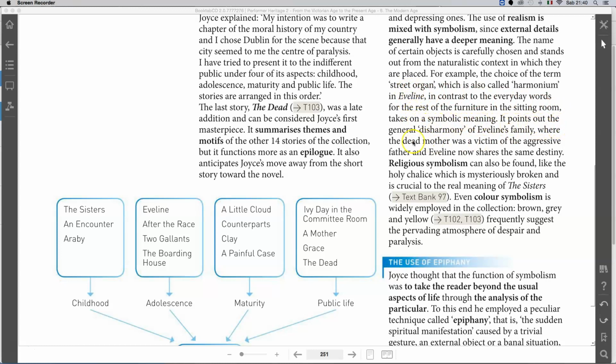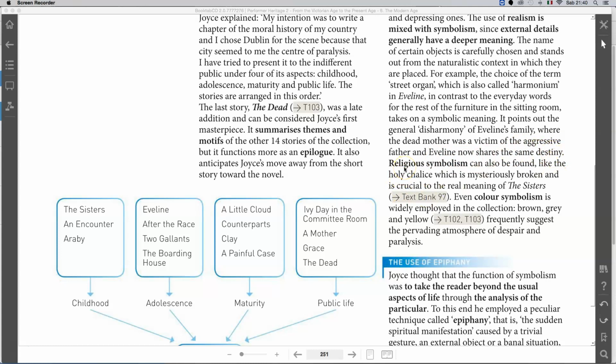It points out the harmony of Evelyn's family, where the dead mother was a victim of an aggressive father, and Evelyn now shares the same destiny as her mother.